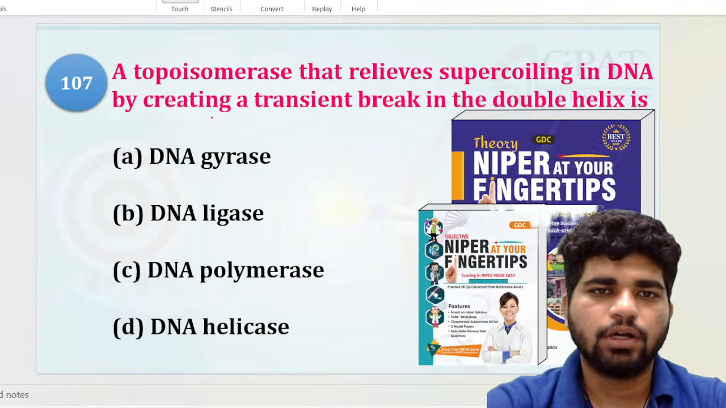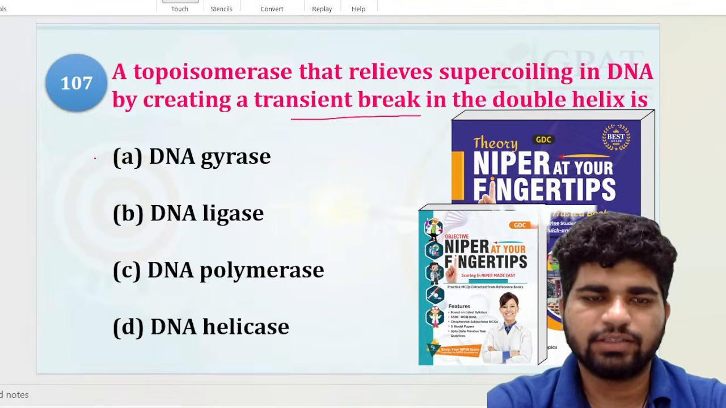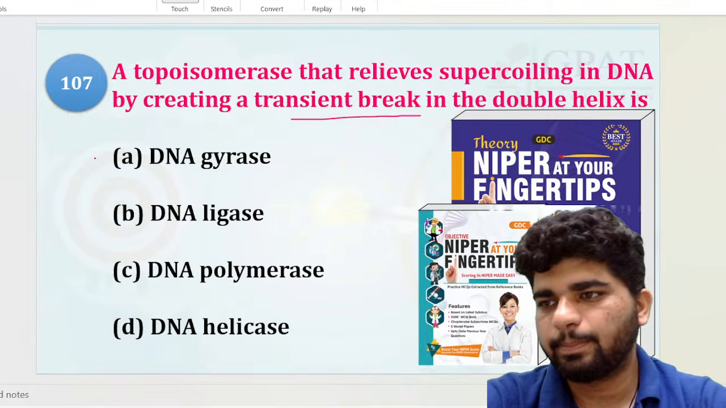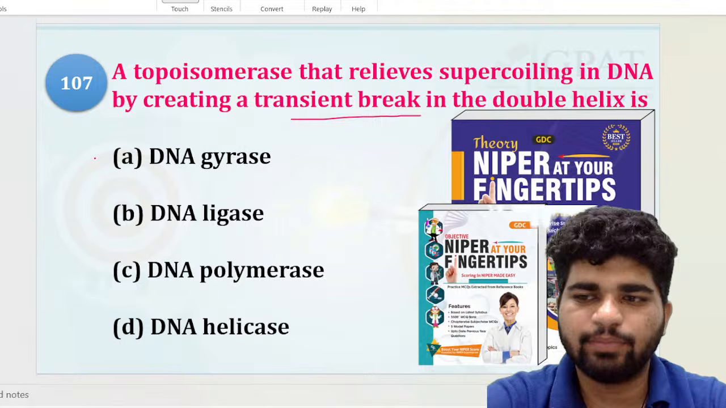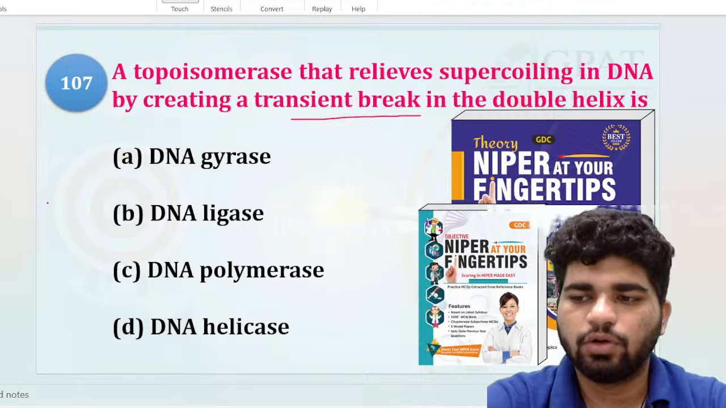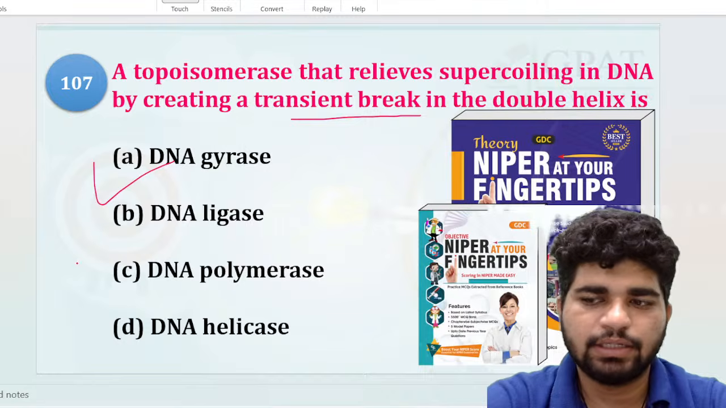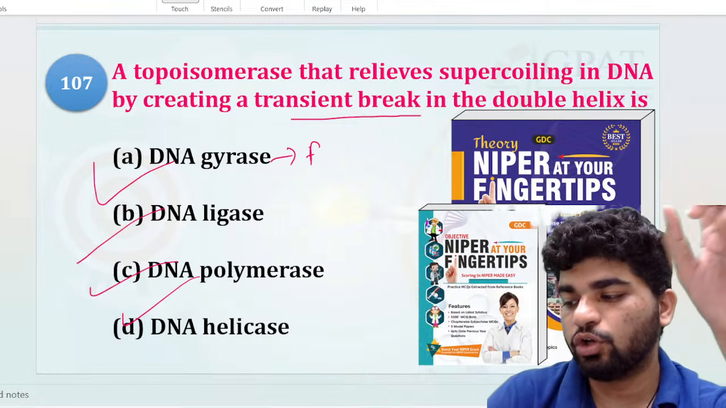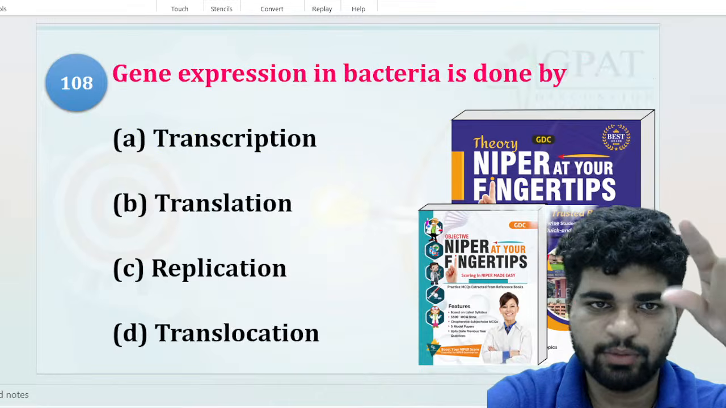Now biotechnology. A topoisomerase that relieves supercoiling in DNA by creating a transient break in the double helix is what? This is simple. Okay, 5 wrong, Magesh. That's nice. Out of good amount of questions, you got only 5 wrong. Now this one: DNA gyrase, DNA ligase, DNA polymerase, and DNA helicase. DNA gyrase, if you remember, fluoroquinolones are acting onto the DNA gyrase only, right? Remember that one.